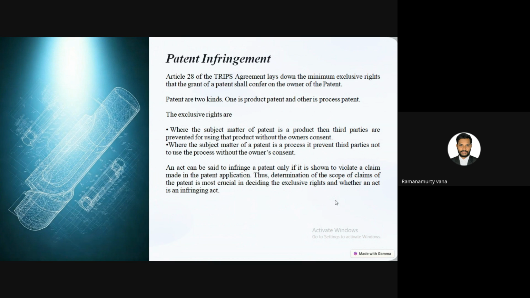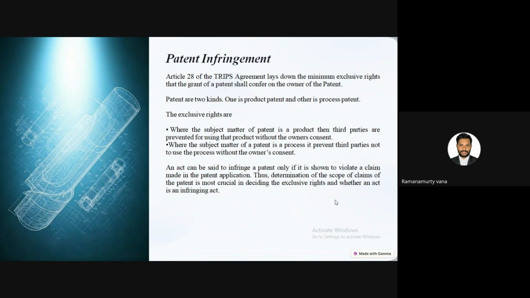So, infringing acts: the first one is patent infringement. If a patent is infringed, on what act, under what law will the punishment be, and how will the patent be protected in the case of infringement? According to Article 28 of the TRIPS Agreement, it lays down the minimum exclusive rights that the grant of a patent shall confer on the owner of the patent. Patents are of two kinds: product patent and process patent. In the case of infringement, where the subject matter of the patent is a product, third parties are prevented from using that product without the owner's consent. If the subject matter of the patent is a process, Article 28 of the TRIPS Agreement prevents third parties from using the process without the owner's consent.